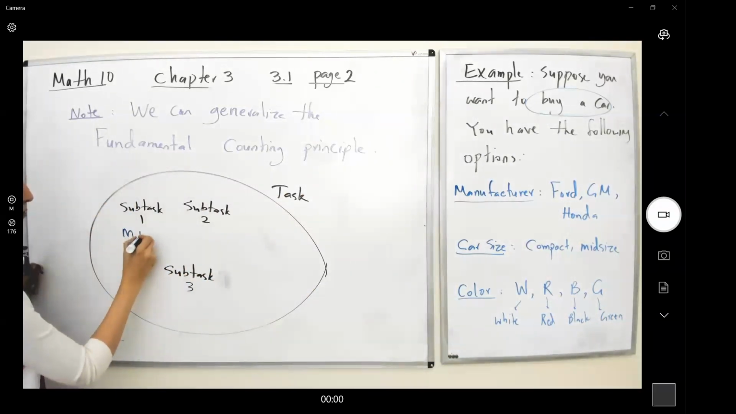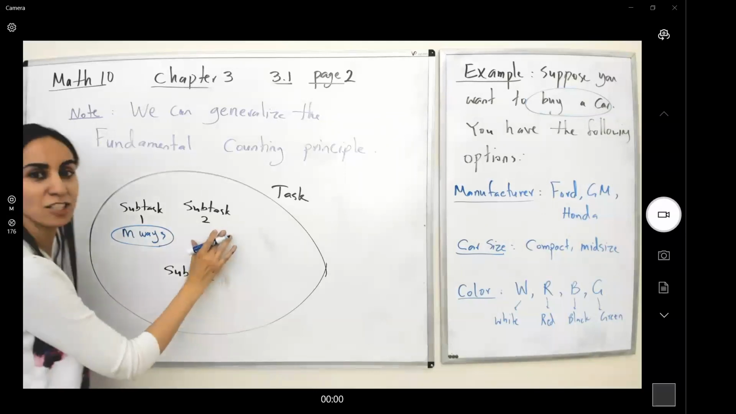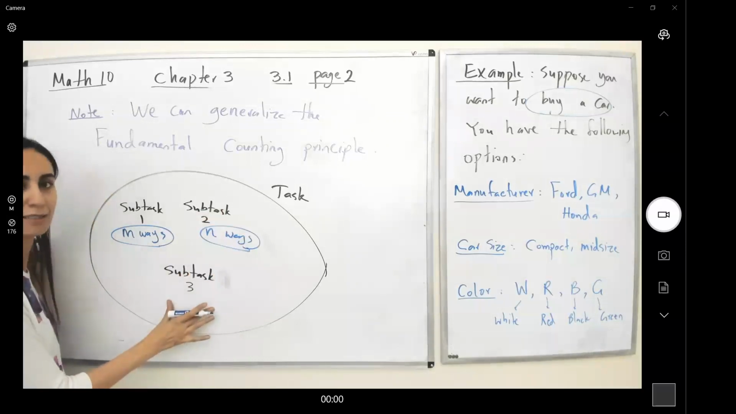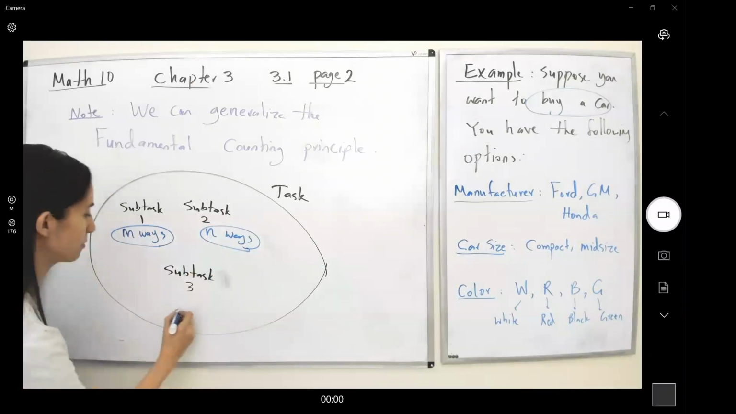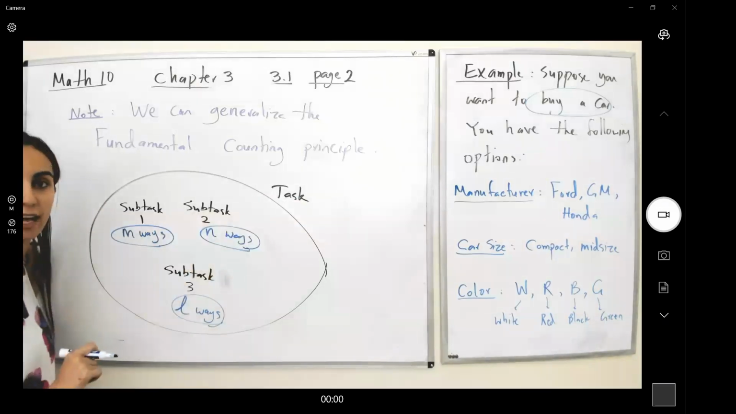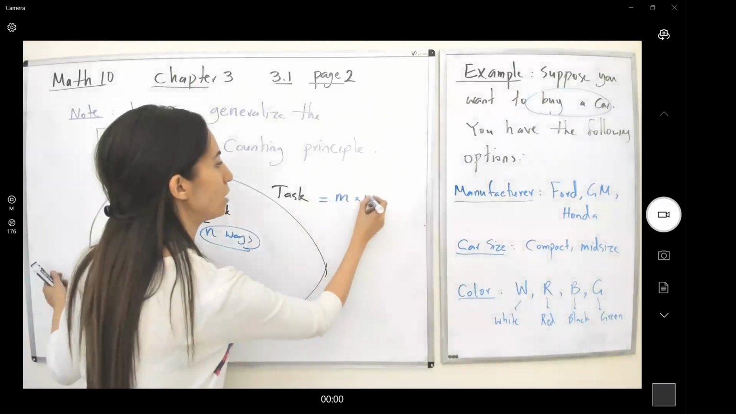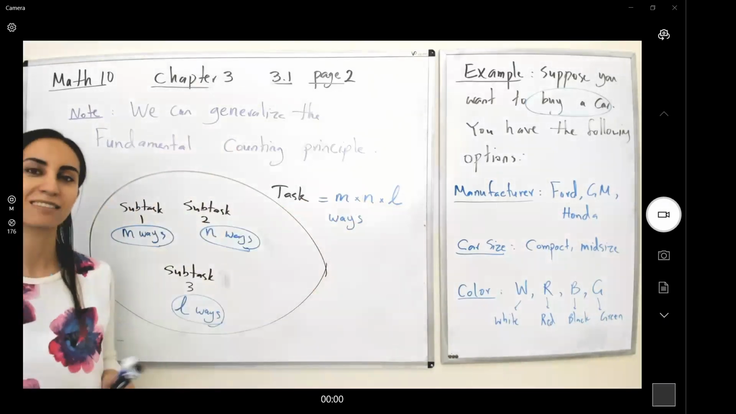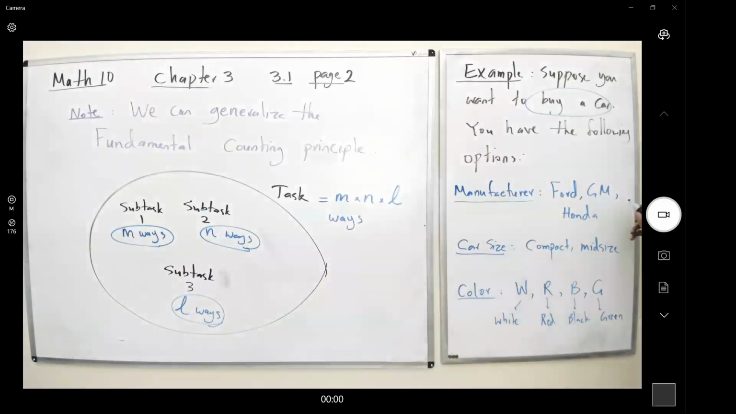The second subtask can be done in n ways. And suppose the last subtask can be done in l ways. So in total, the task itself can be done in m times n times l ways. So what would be your answer here? 24. 3 times 2 times 4, 24 different options you have for buying a car.